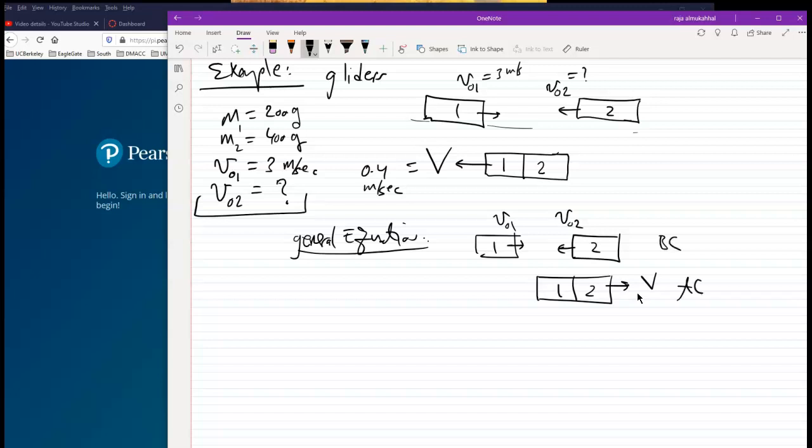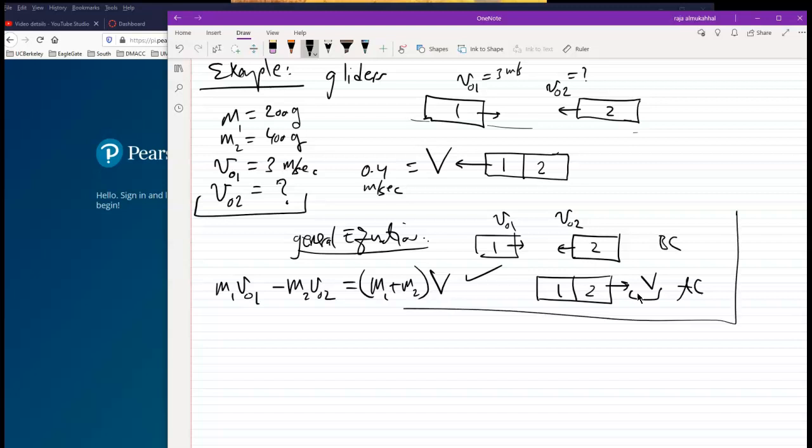So basically, the sum of the momentum in this case is going to be what? M1 V01 minus M2 V02 equals, now what happened after the collision? They stuck together. Now it's one mass, M1 plus M2, multiplied by what we call the common velocity V. This velocity V is common to both of them after the collision. This is basically the formula for any inelastic collision. That's how it looks.